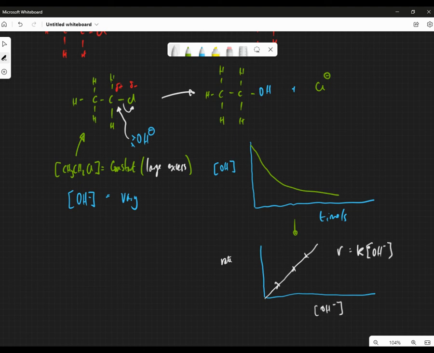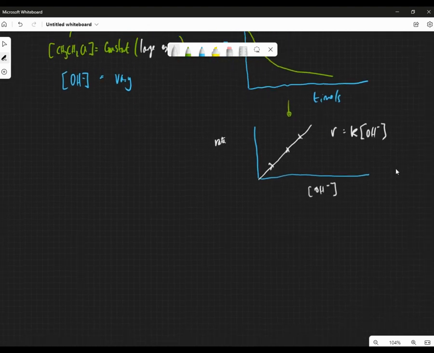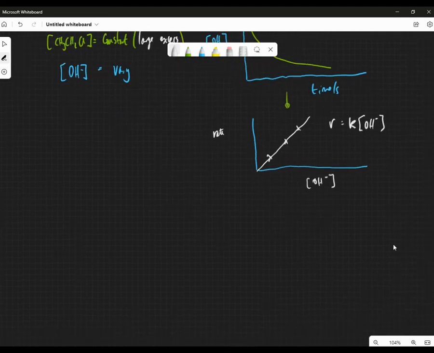You'll have to have seen the first video to understand this very quickly anyway. So the rate is equal to some constant times the concentration of hydroxide ions. So already we know the reaction is first order with respect to hydroxide ions.